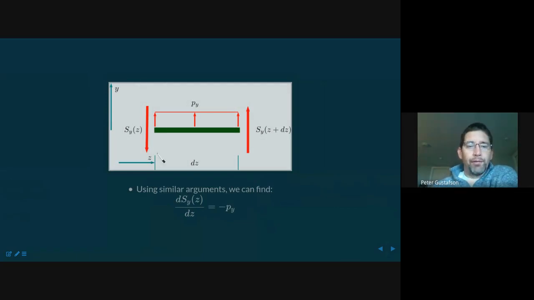So on this slide, I've made another minimal change. I swapped the x and the y axis, so now we've got a y here. Our forces now are y. And there's no rocket science to this in comparison to what we had last time. We're just deriving a new equation for this sum of the forces in the y direction. So now dSy/dz is equal to minus Py.